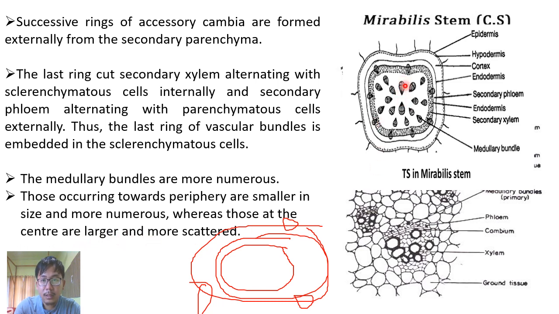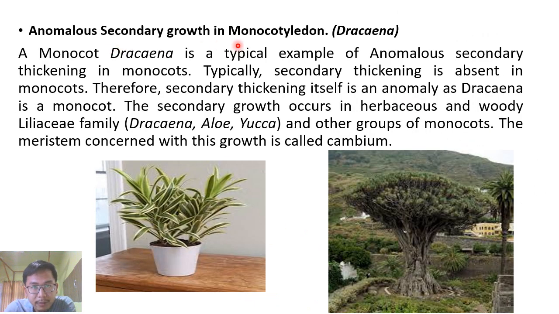That means the vascular bundles which are present in the middle were bigger in size. At the same time, they were more scattered compared to the smaller ones. That is a medullary bundle. Anomalous secondary growth in Dracaena.